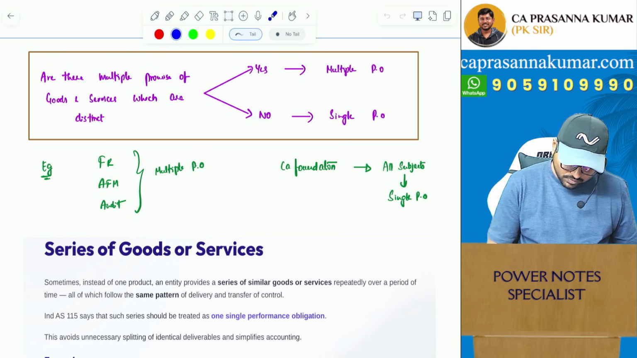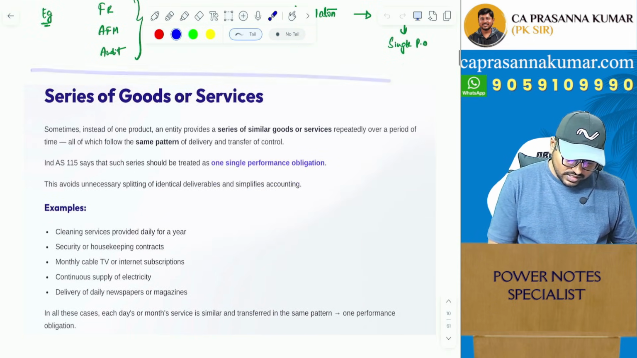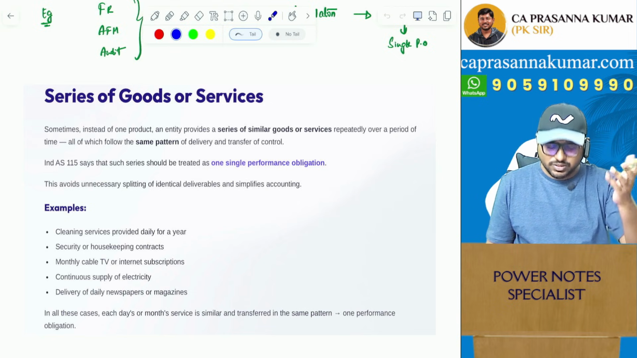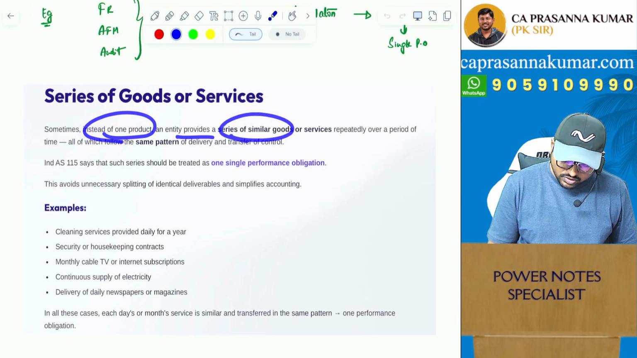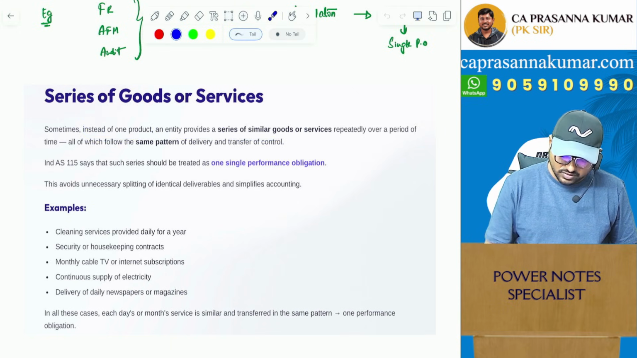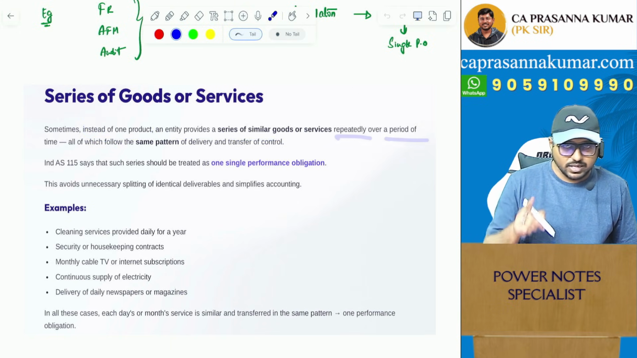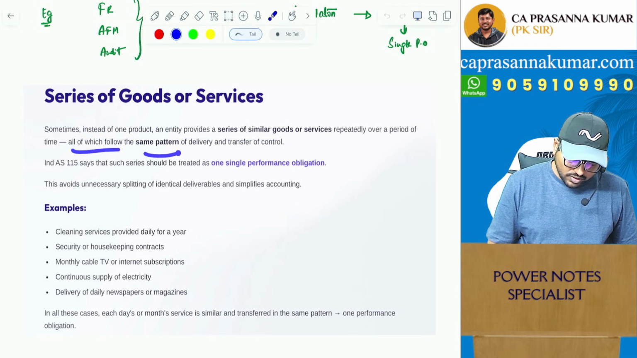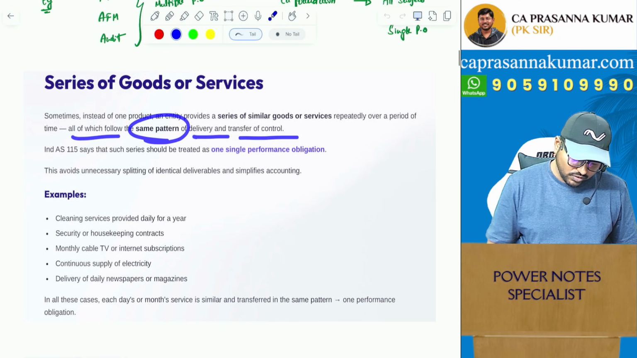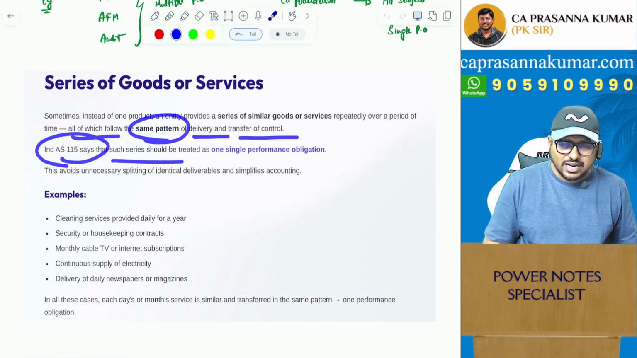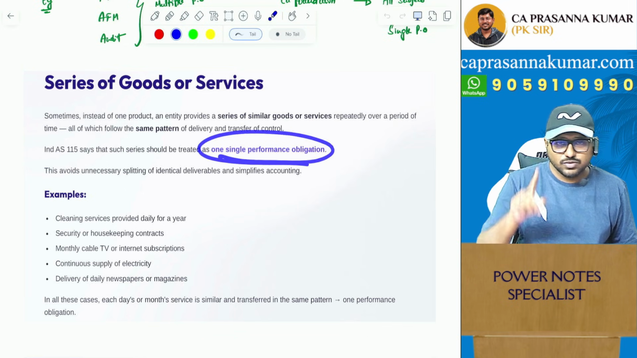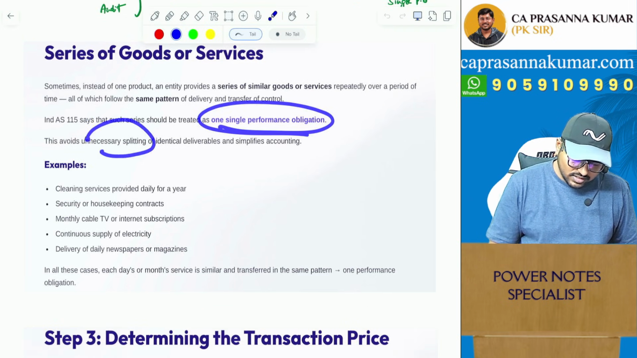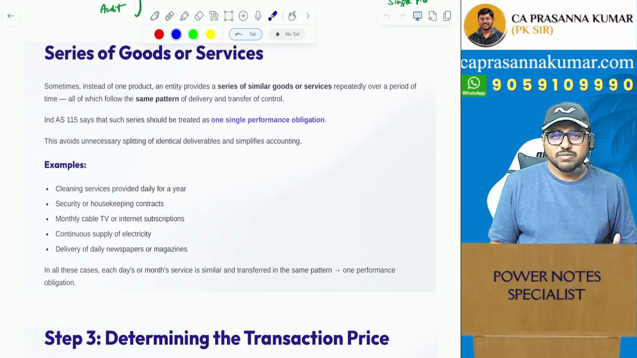Chalo. I hope this is clear. Chalo, look at the series of goods and services, that is Netflix subscription. We have already seen that. Sometimes instead of one product, an entity provides a series of similar goods or services. Netflix is a service provided repeatedly over a period of time, that is 12 months, all of which follow the same pattern of delivery and transfer of control. Ind AS 115 says that the entire series for 12 months, say for example in our case of Netflix subscription, will be treated as one single PO. This avoids unnecessary splitting of identical deliverables and simplifies the accounting, obviously.